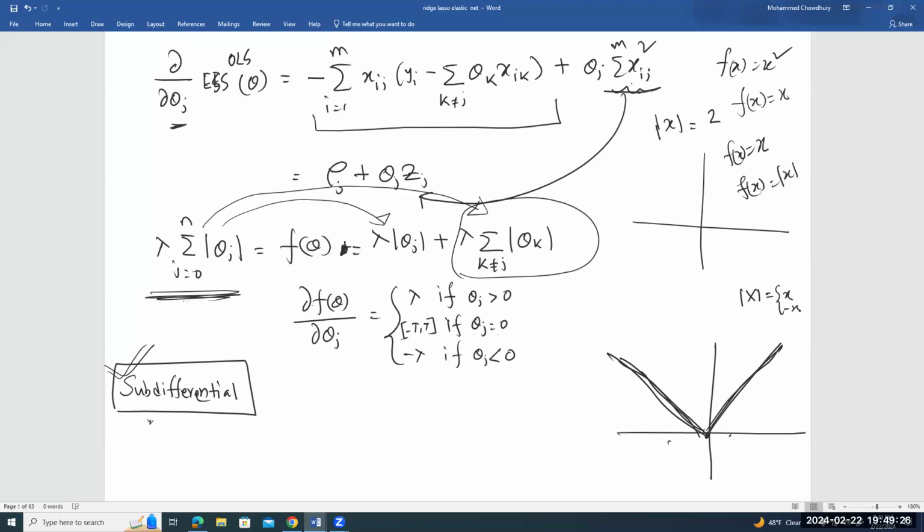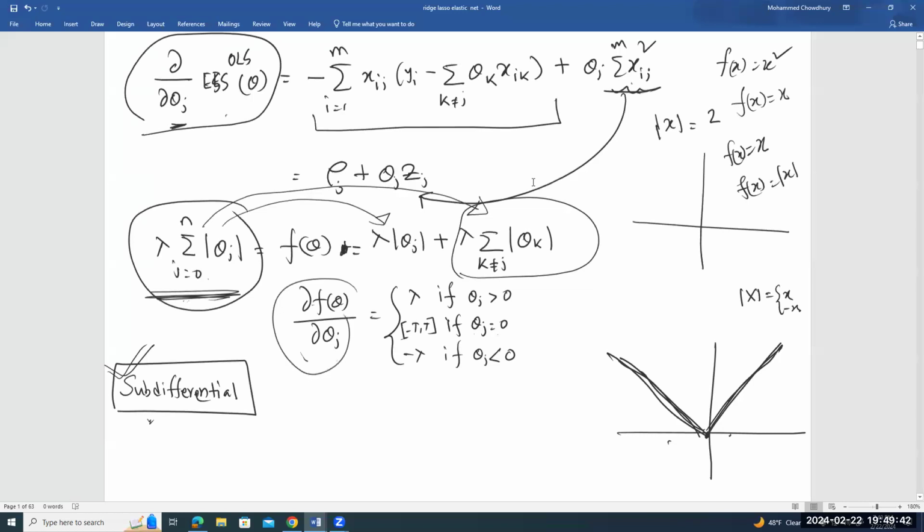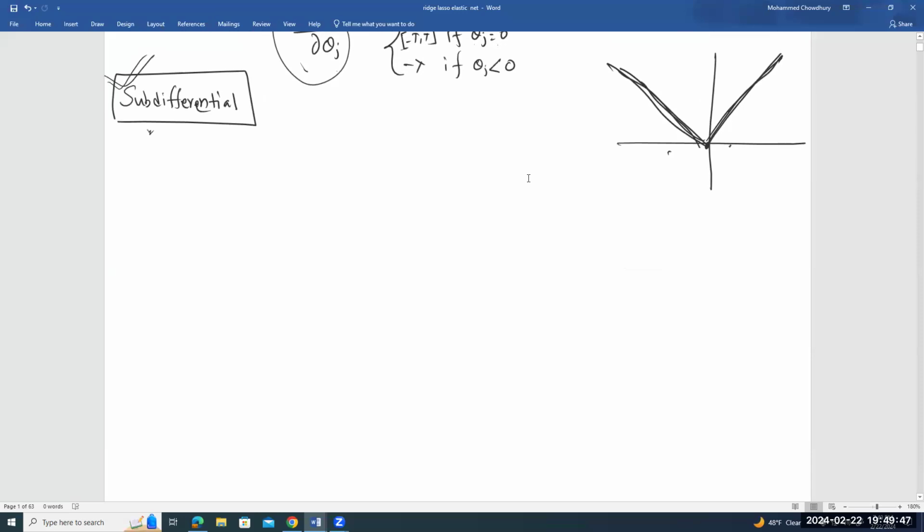see, I got the differentiation of this part. I got the differentiation of that part now. Here is the differentiation of that part, differentiation of that part. These two differentiation parts, now I'm going to add. If I add this now, if I write here the derivative of the sum of squares OLS theta plus the derivative with respect to theta j of F of theta, we get these things.